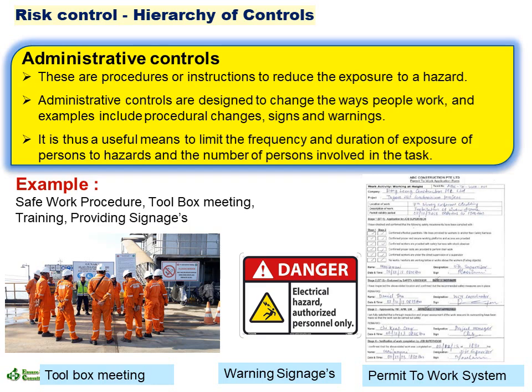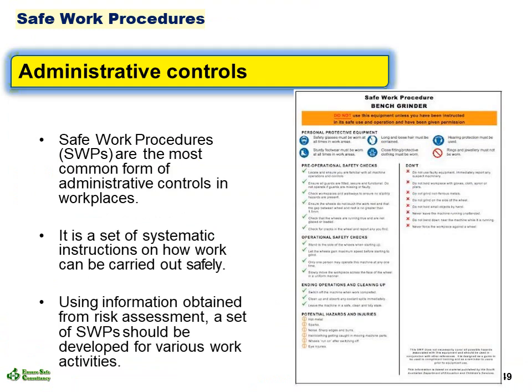Example: safe work procedure, toolbox meeting, training, providing signages. Details about the hierarchy of risk control continued. Safe work procedures. Administrative controls.